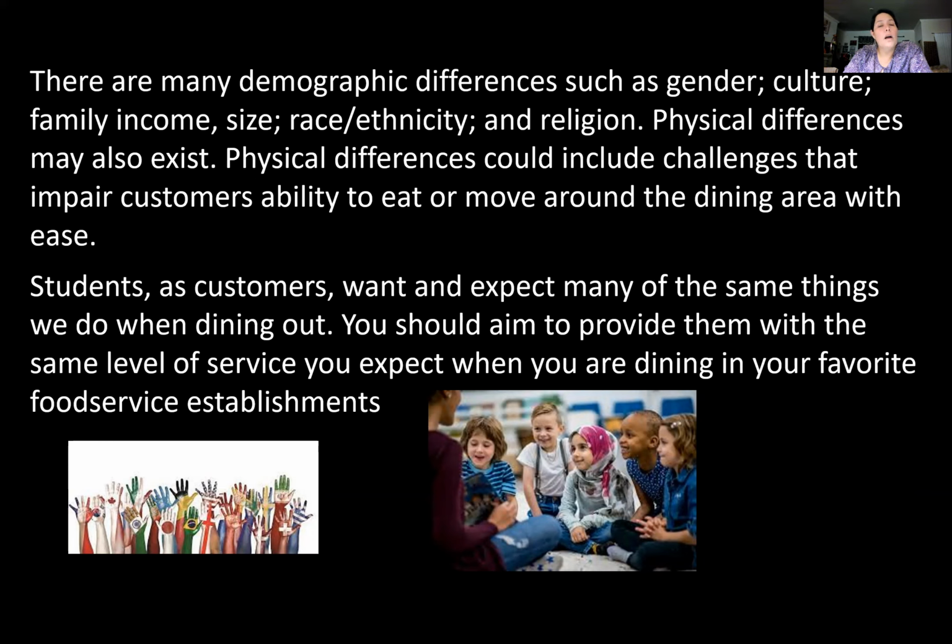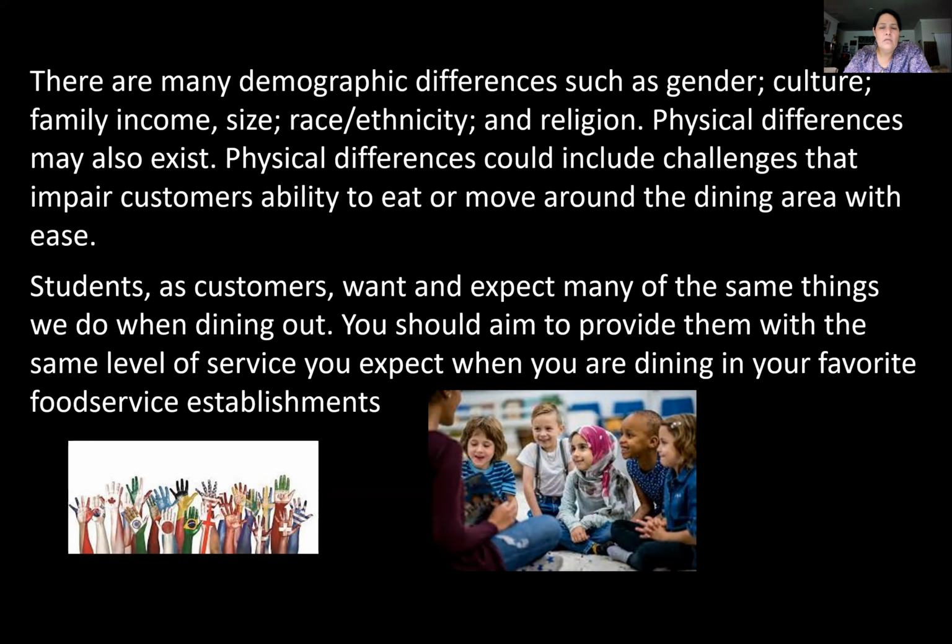Students as customers want and expect many of the same things we do when we are dining out. We should aim to provide them with the same level of service that you expect when you are dining in your favorite food service establishment. And we have to keep this in mind each and every day as the students come to our area. If they come to an inviting place where they're always greeted and they're always treated with respect and love, and where they feel important, they always want to come to you and they will always be participating with you.